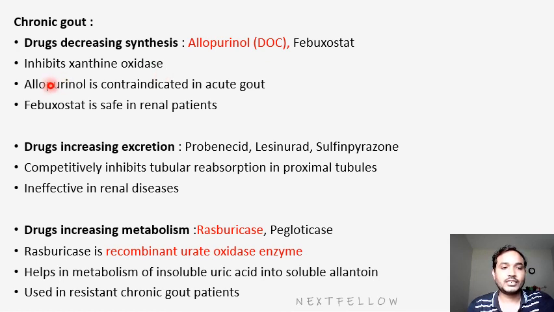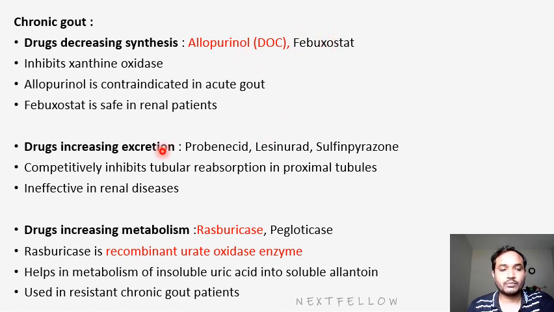Next, allopurinol is contraindicated in acute gout. Even though it is the drug of choice for chronic gout, we can't use it in acute gout because there is a chance of developing inflammation. That's why we will not use it in acute gout. Among these two drugs, febuxostat will be safer to use in renal patients compared to allopurinol.